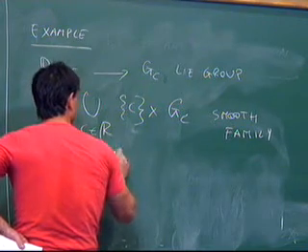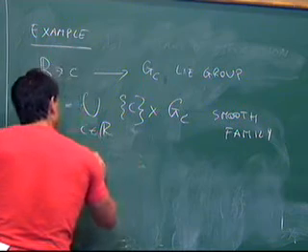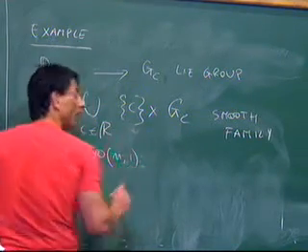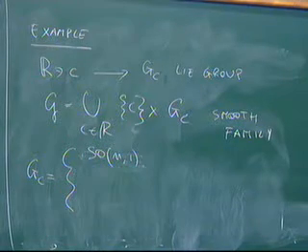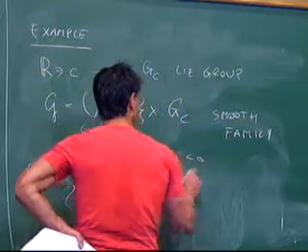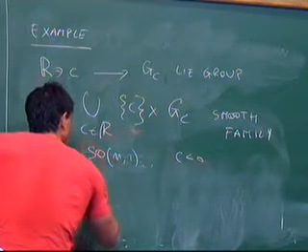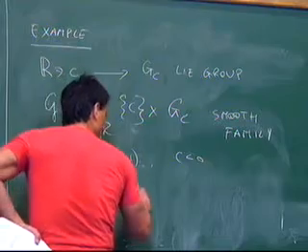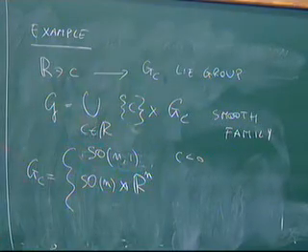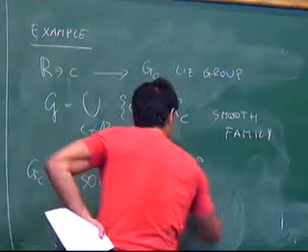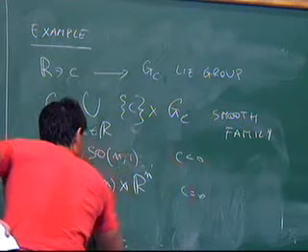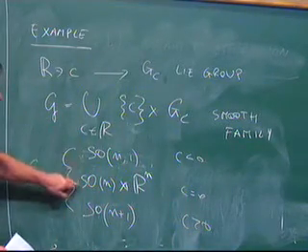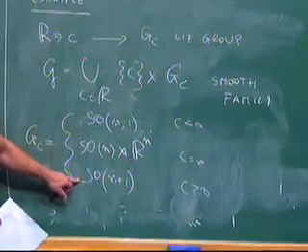If C is negative, then I define this to be the connected component of the isometry group of the hyperbolic space. If C equals 0, then I define this group to be SO(n) semi-direct product R^n, the isometry group of the Euclidean space R^n. And for C positive, I define this to be SO(n+1). Isometry group of the hyperbolic space, isometry group of the Euclidean space, isometry group of the sphere, right?